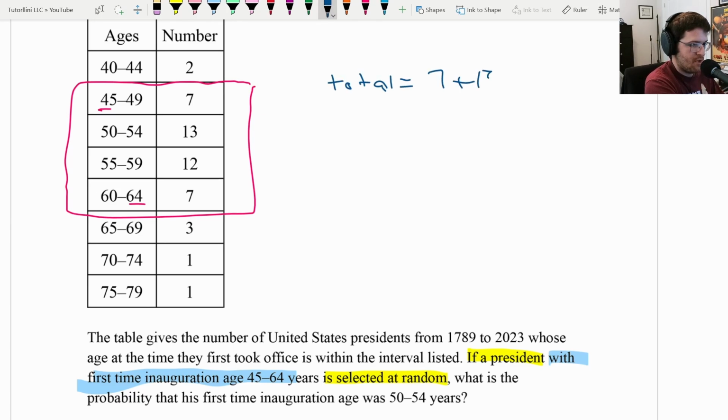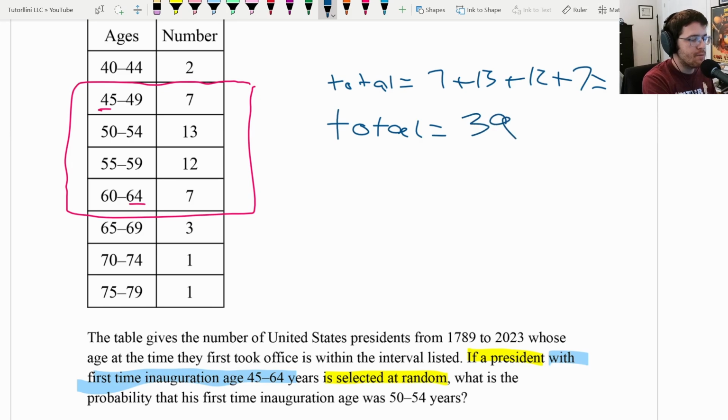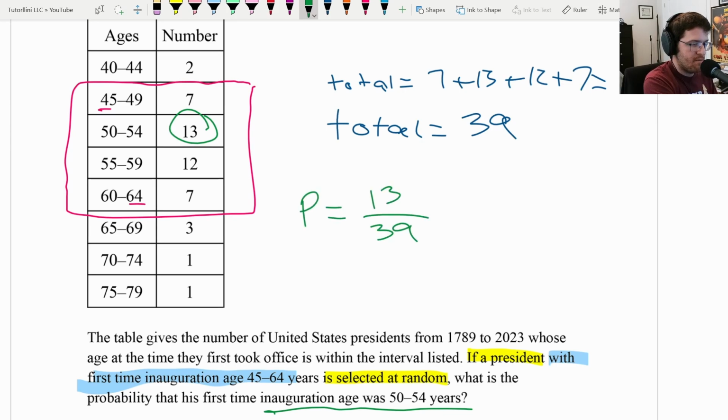So 7 plus 13 plus 12 plus 7. And that gives us a total of, let's see, 39. And we want to know what is the probability that the first time inauguration age was 50 to 54 years. Okay, so that's 13 people in that box. So the probability will be 13 over a total of 39. And that reduces to 1/3.